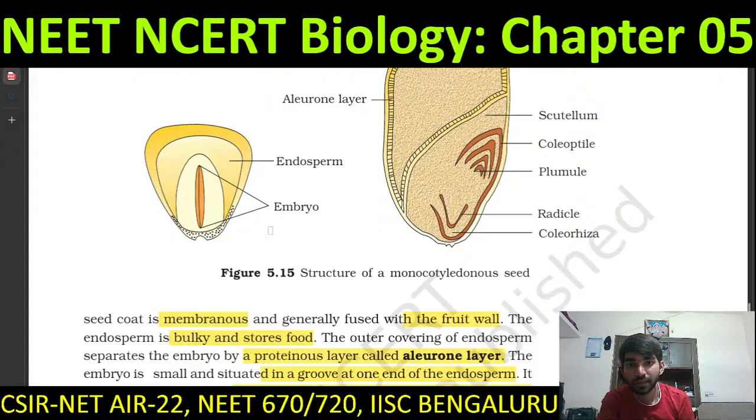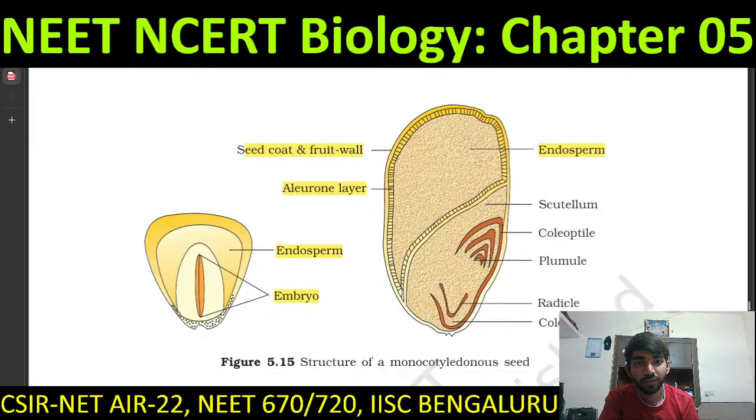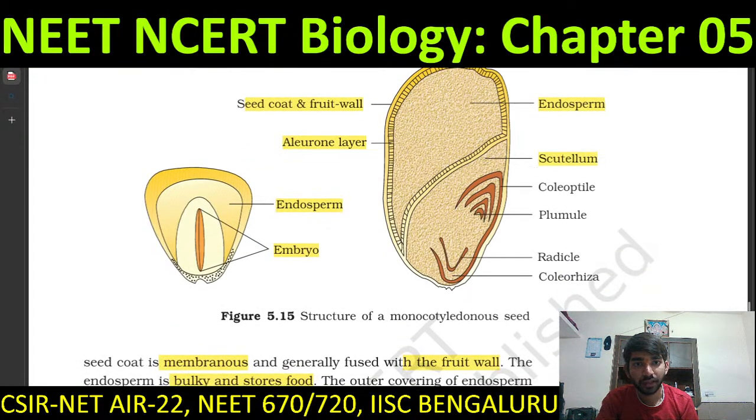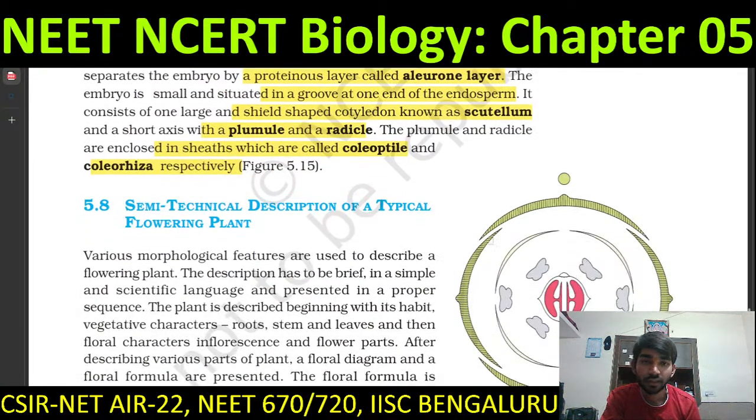Let's look at the diagram. This is the embryo. Lot of endosperm stored in the maize or monocot seed. This is the proteinaceous layer called as the aleurone layer. Fruit wall and seed coat are fused. Endosperm, lot of endosperm is stored here, as you can see, roughly 50%. Scutellum is the only cotyledon present in monocots. Coleoptile is covering the plumule, and coleorhiza is covering the radicle. So it's very easy to understand this diagram once you have understood the concept of different monocot and dicot features.